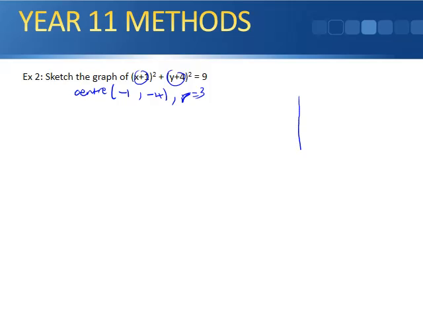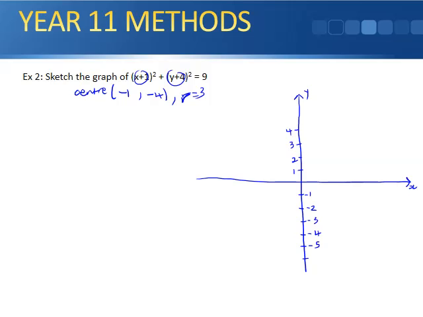So if I was to start to sketch that, I'm drawing up the axes, 1, 2, 3, 4, -1, -2, -3, -4, and I better do another 3, -5, -6, -7, because I need that for the radius. 1, 2, 3, -1, -2, -3, -4, -5. That should be it. Okay, mark in the centre. -1 and -4 is all the way down here.